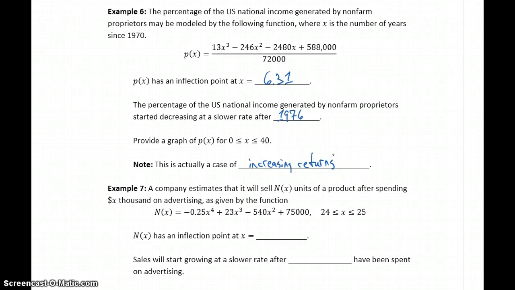Instead of looking at where a function value started increasing at a slower rate, we were actually looking at where our function started decreasing more slowly. So it's a similar concept, just the reverse idea: concavity changing from negative, concave down, to positive, concave up.